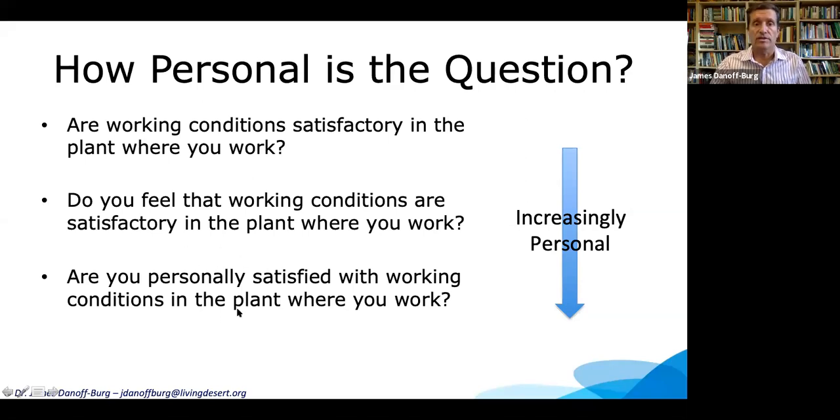This bottom one, the most personal one, are you personally satisfied with the working conditions in the plant where you work, may be what you really want to know. But if it's possible that people could feel that they might be fired if they answer this question for themselves and negatively, you should probably go with the top one. Are working conditions satisfactory in the factory where you work? Right. We may want to know the bottom one. Are you personally satisfied?